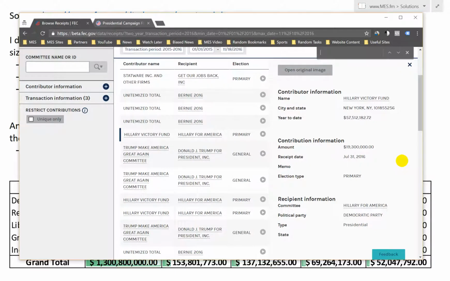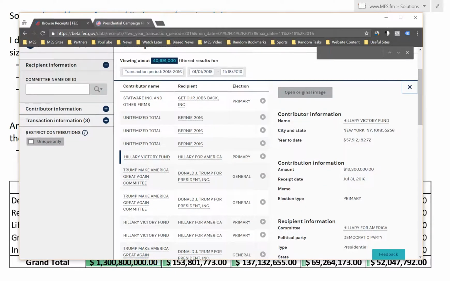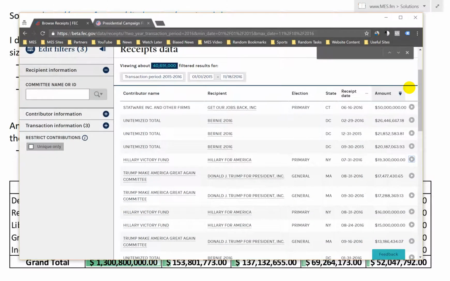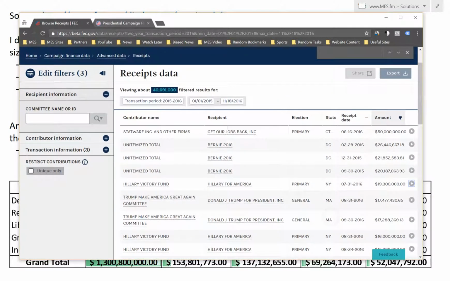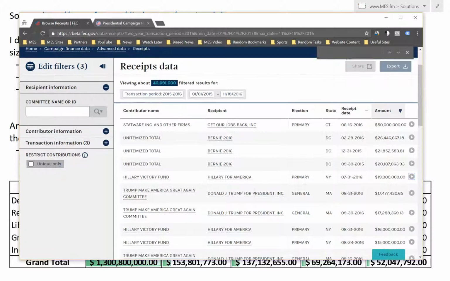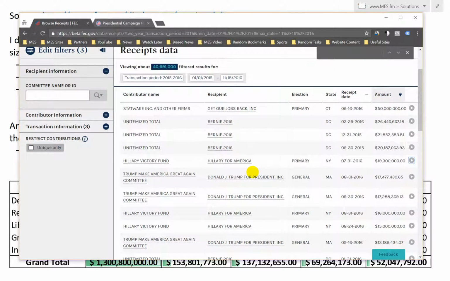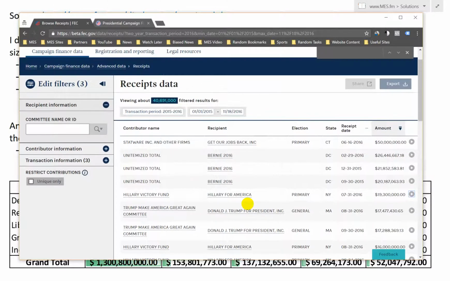So anyway, this is Hillary for America. I think that's like a PAC, or political action committee. It's just a lot of money coming into there. Then you see Trump's Make America Great Again campaign, 17 million. There's just twice for that. Let's look at individual contributions.